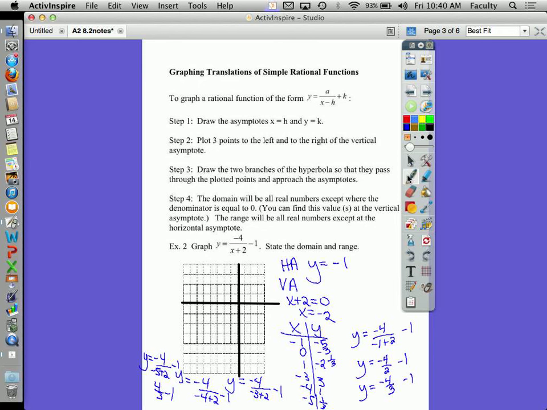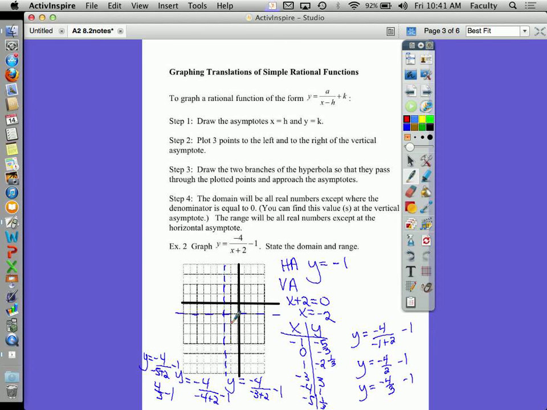Now, let's do our asymptotes. I have a vertical asymptote at x is negative 2. And I have a horizontal asymptote at y is negative 1. So they're not always the x-axis and y-axis. It depends on our shift.